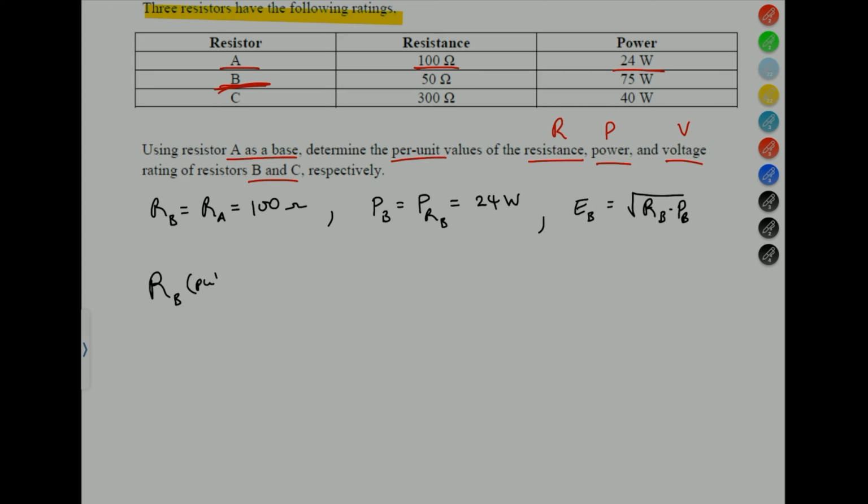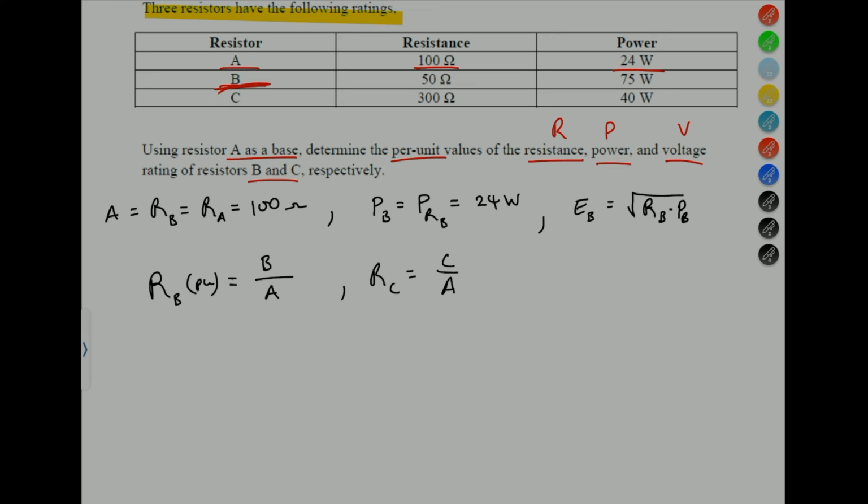So RB in per unit is going to equal to, remember we're using resistor A as a base value. So that means we're going to do B. Let's just use resistor B then. And then A. So we know that A, resistor A. So that will give you the per unit value for resistor B. And then the per unit value of resistor C will be the same thing. We're going to use C divided by A.